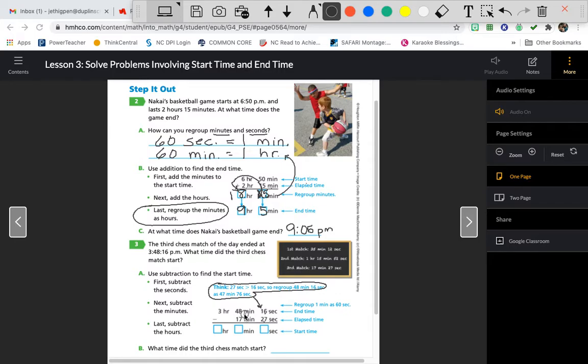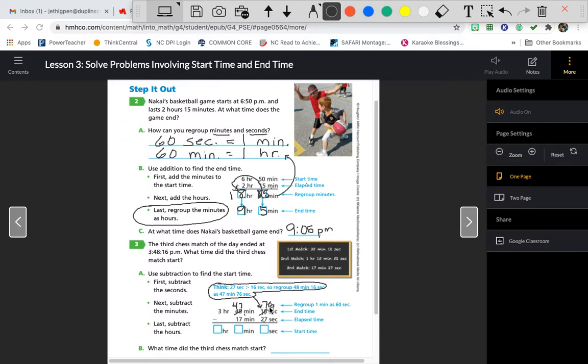So we're going to come over to our minutes, and we're going to take 1 minute away from 48. If we do that, that's going to leave us with 47 minutes. We're going to bring that minute over, and if you go back up to A, we said that 60 seconds equals 1 minute. So we're going to take the 1 minute, and we're going to regroup it as 60 seconds. So if we do that, 60 plus 16 would now give us 76 seconds.